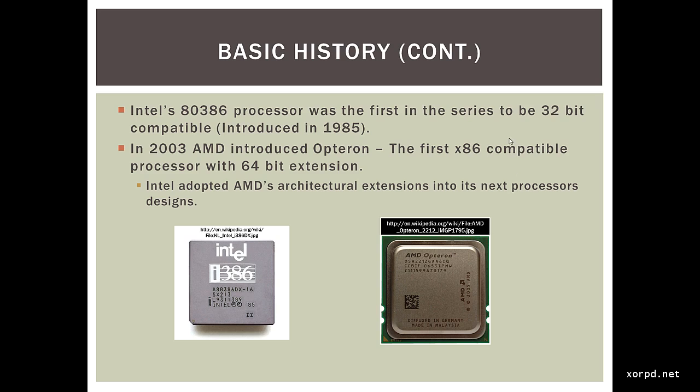Here we can see two pictures of processor. This is the Intel 8386 processor. You can see the 386 numbers here that represent it. And here we have the Opteron processor made by AMD. This is how it looks like from the outside. If you ever open a computer and see something like this, you could recognize the processor.